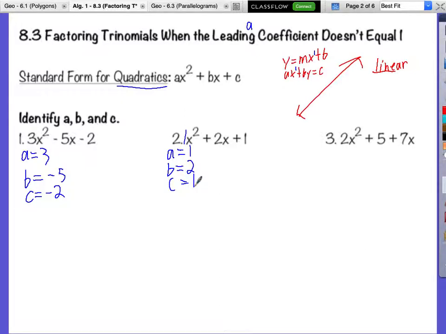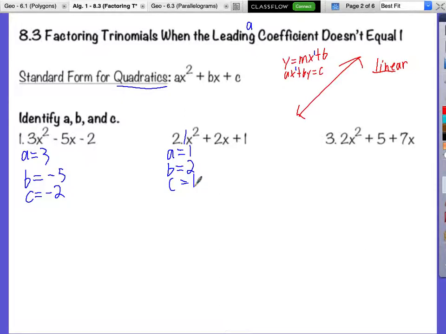No. That means we need to put it in our standard form, okay? I suggest writing it off to the right there where you have some space. So put this in standard form, and then identify A, B, and C. So go ahead and put this in standard form. Take a second to put this in standard form. And then after you put it in standard form, what should we have?